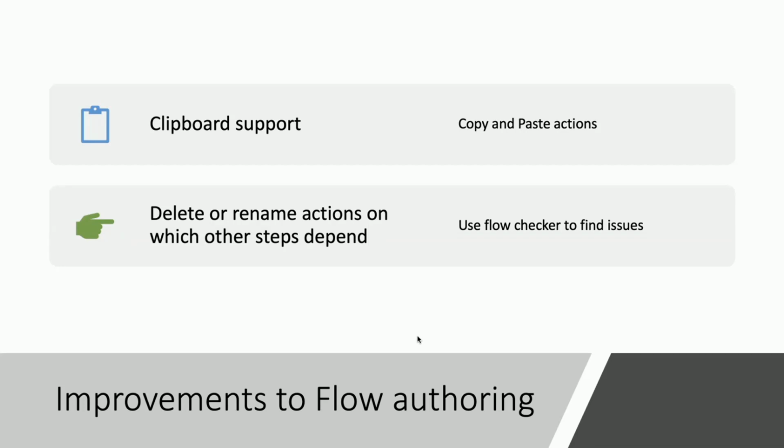And then there was this weird behavior where if you were using an output or an input from another action or trigger, you were not able to delete or rename that action, right? It would say that this is being used in other steps. So that is being solved. You can go delete or rename actions on which the other steps depend. But if you want to make sure that things are working properly, the flow checker has been updated so that it can find and report issues on such dependencies. So another cool update. We do this all the time. So great to see the clipboard support, and even deleting and renaming the actions is now possible.